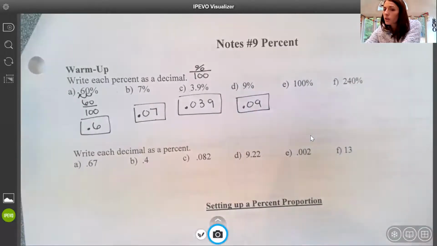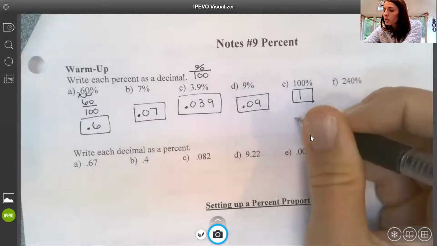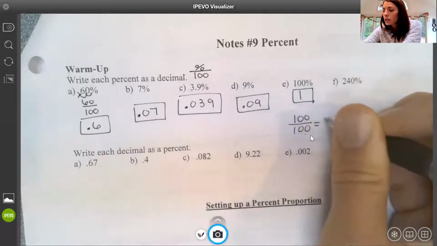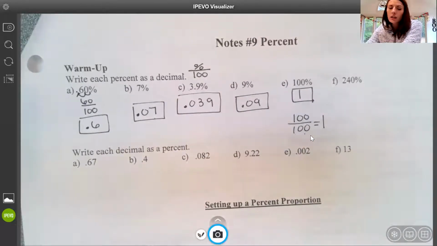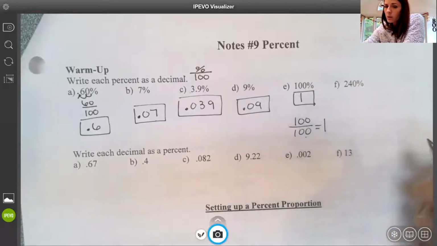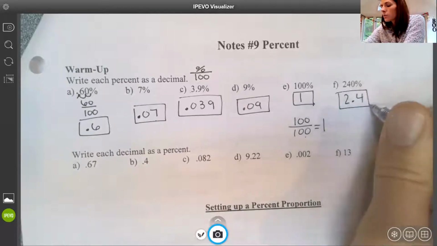100% as a decimal, if I move my decimal place over 2, is 1. And if you think about the fact that it's a number out of 100, well, 100 over 100 is 1. Just to illustrate that point, that's why that cheat of moving our decimal over works. And if I have something more than 100, then it's going to be a value more than 1, or in this case, 2.4 as a decimal.